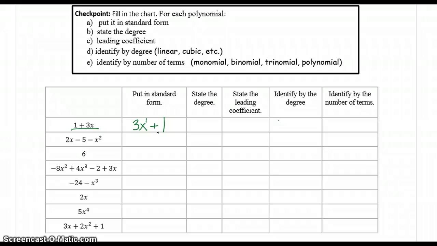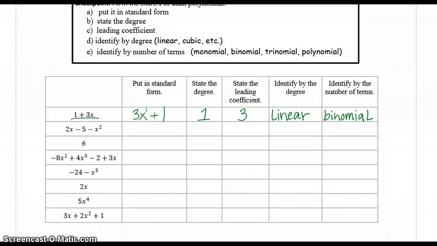State the degree. Our highest degree here is 1. Our leading coefficient in front of x to the first power is 3. We can identify this by the degree. Our highest degree is 1, so this is linear. And by the number of terms, we have 2 terms, so this is a binomial. So go ahead and fill in the rest of the chart for tomorrow, and we will check it in class.